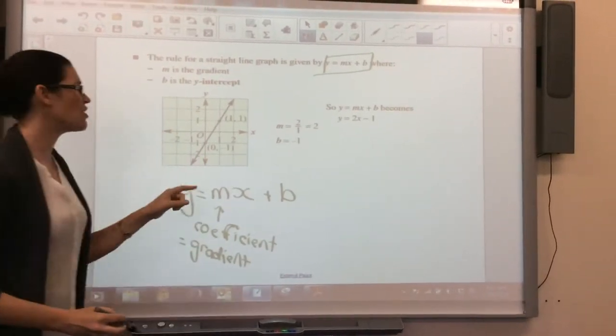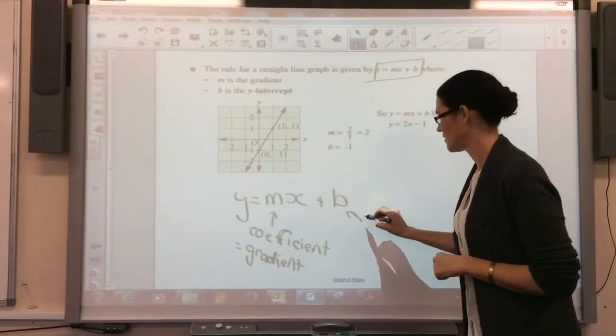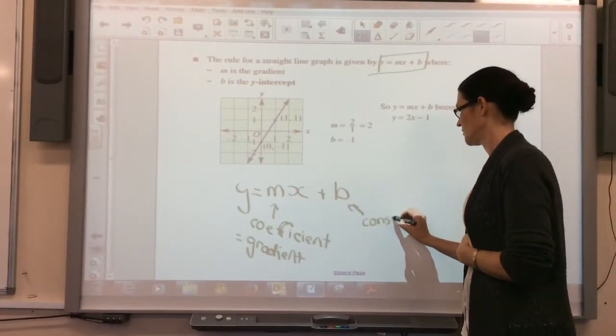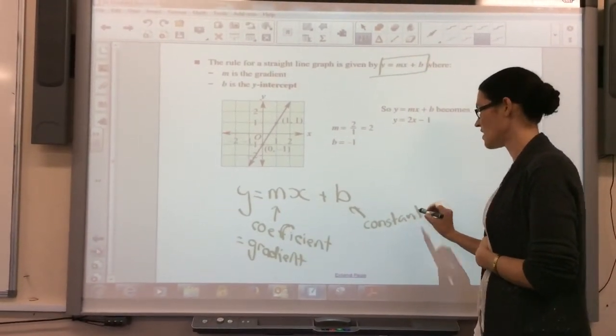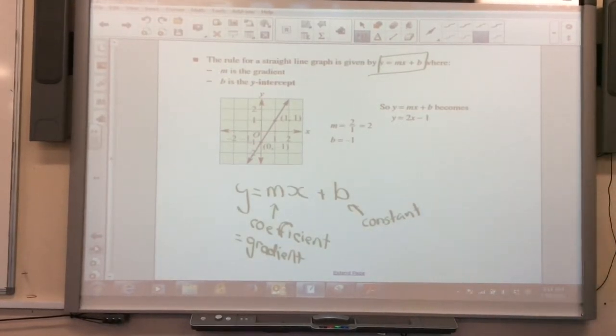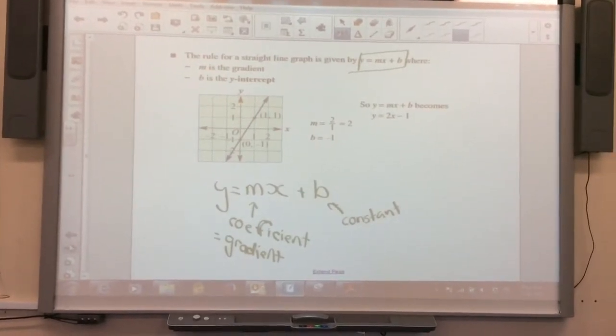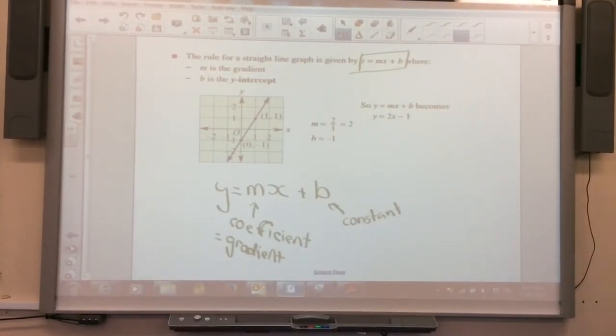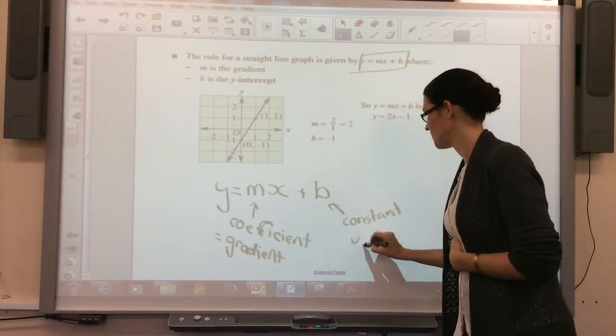Okay? This one's the constant. What does constant mean? The one by itself, with no letter. The one with no letter, what's it going to be on our graph? The y-intercept.